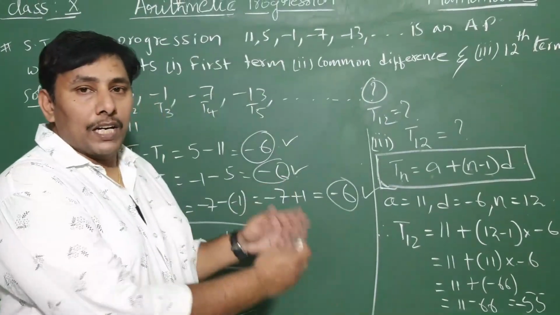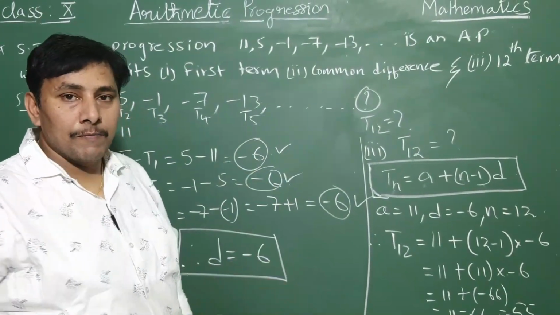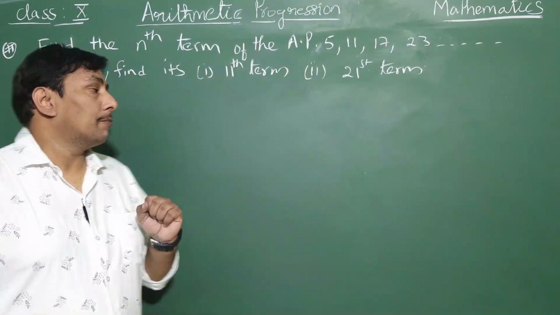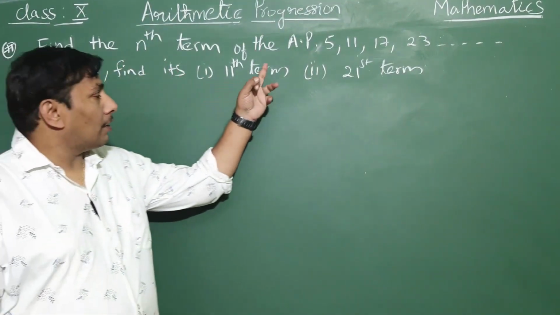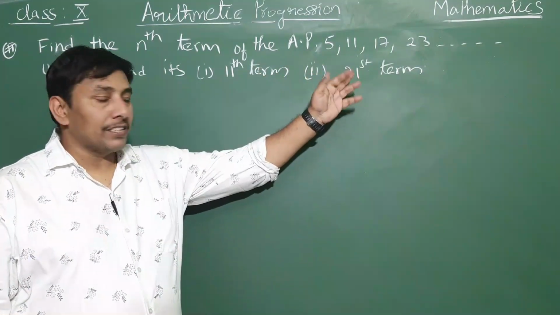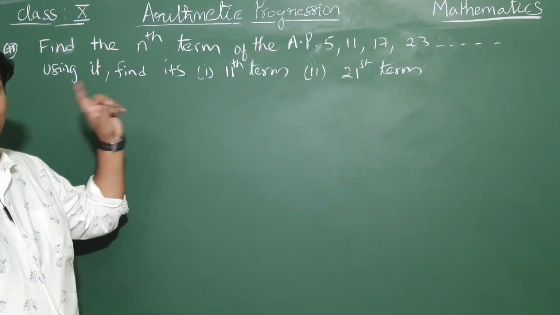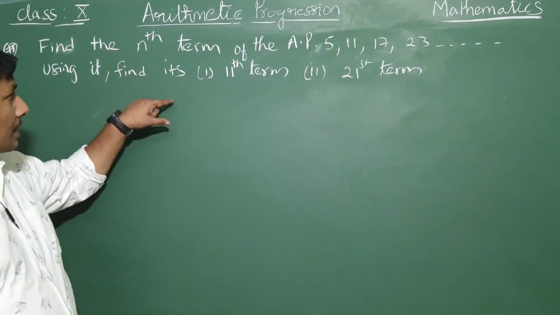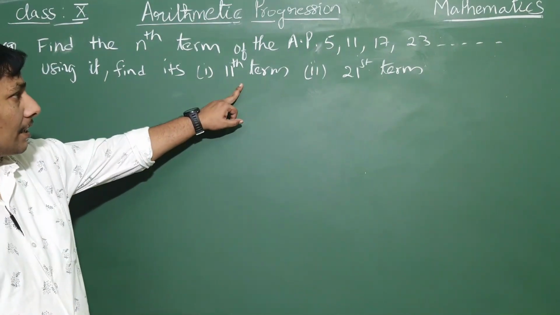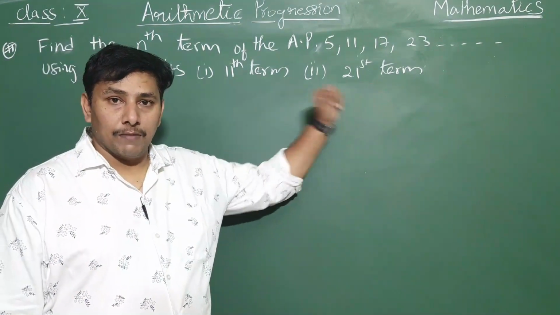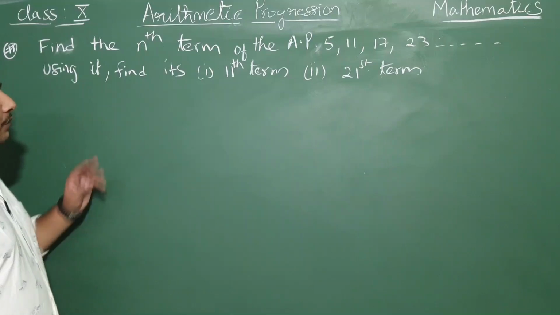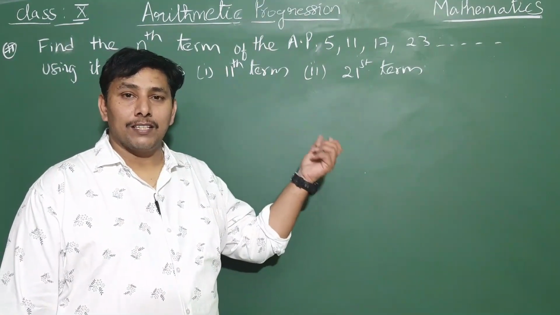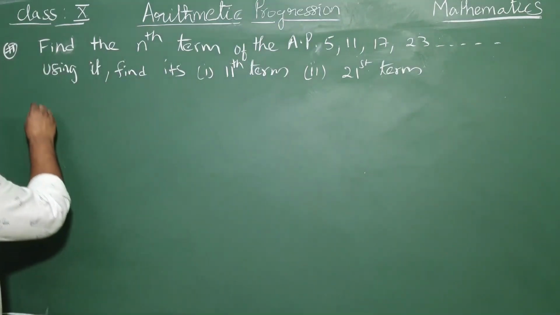So this is a way we can find out the values. We'll see one more problem now. Okay, now let us see this problem. Find the nth term of the AP. 5, 11, 17, 23 is the sequence. We have to find out the nth term of the AP, and after finding the nth term, by using it we have to find out the 11th term and the 21st term. To do that, we need to find out what A is and what D is. Okay, so let us do this.